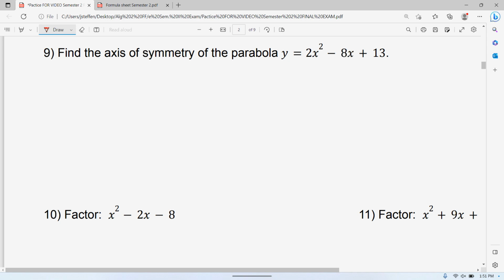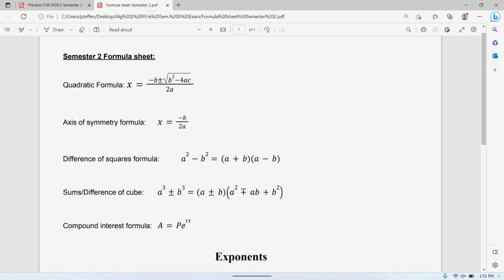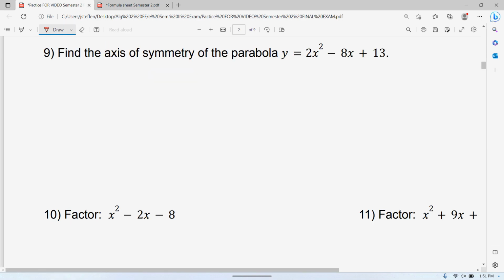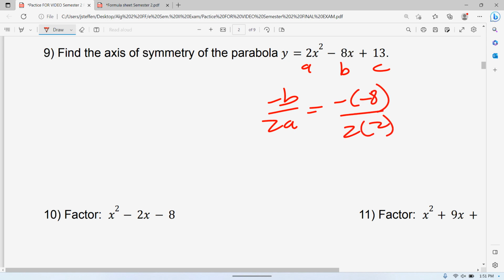Find the axis of symmetry of the parabola. So the axis of symmetry is negative b over 2 times a. Now remember, this is your a, b, and c. So negative b over 2 times a. That is negative 8 over 2 times 2. So it's positive 8 over 4, which is 2.